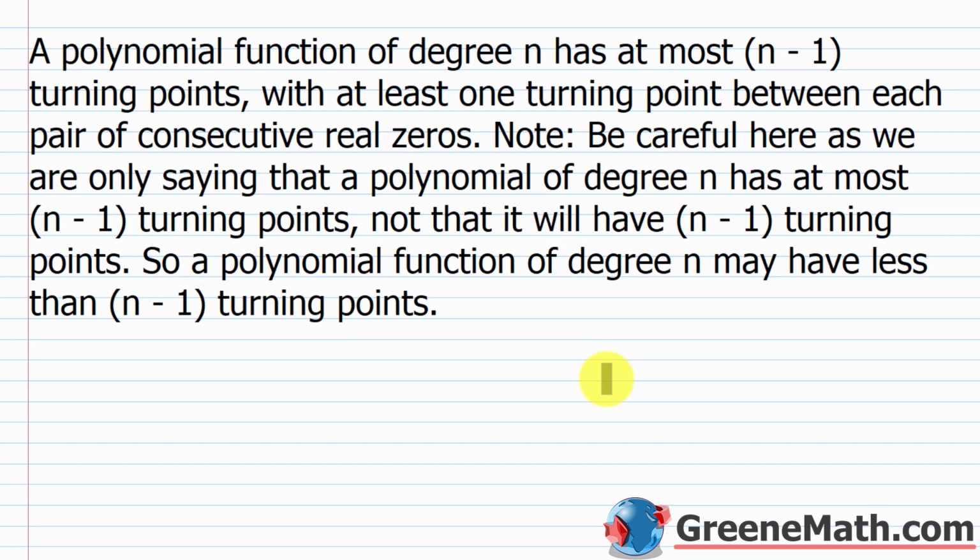Okay, one more thing before we look at an example. So a polynomial function of degree n has at most n minus 1 turning points. So let's say the degree was 3. The most number of turning points you would have would be 3 minus 1, which is 2, with at least one turning point between each pair of consecutive real zeros. So keep that in mind.